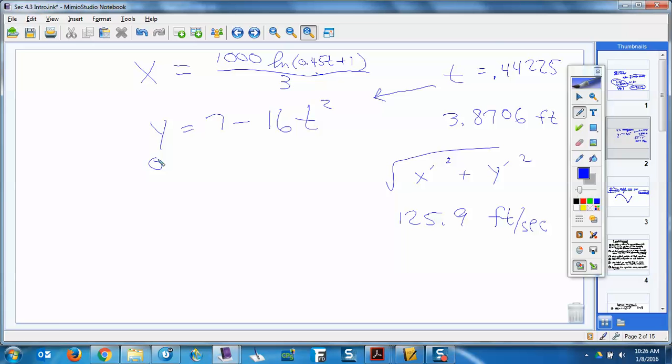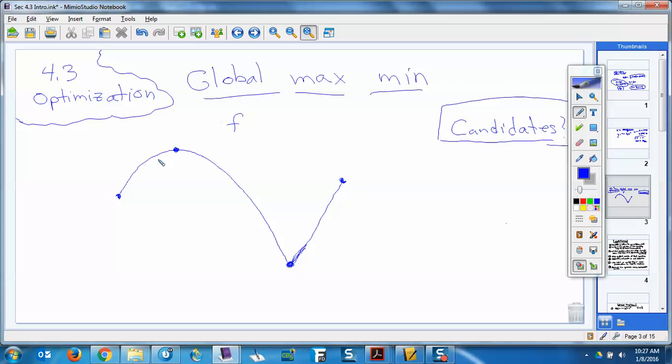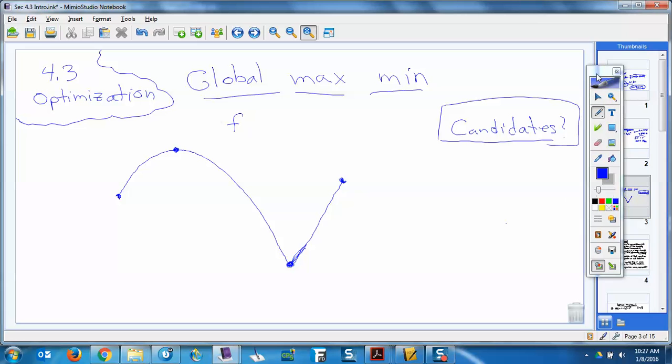All right, so that was number 20, and they got an answer of 86.851 feet. 86.851 feet is what it says here. Okay. All right, well, let's move along. We will come back and review this parametric stuff before our next quiz.